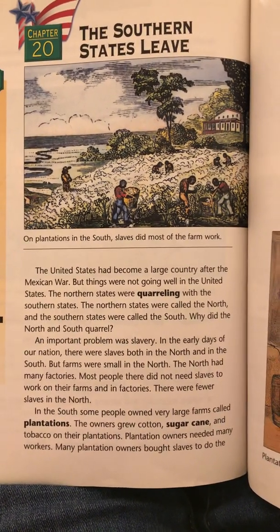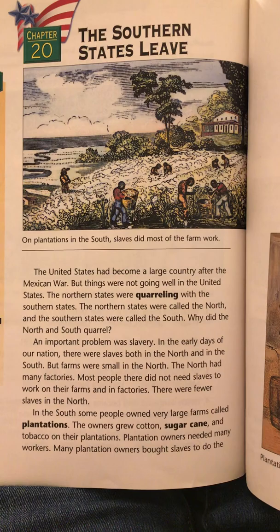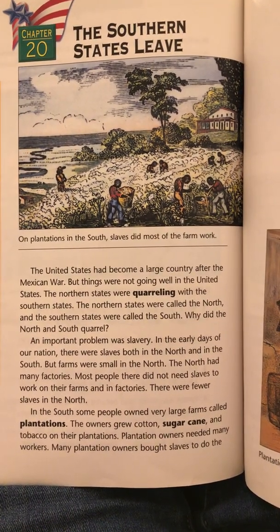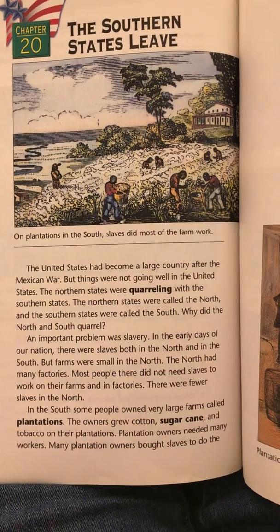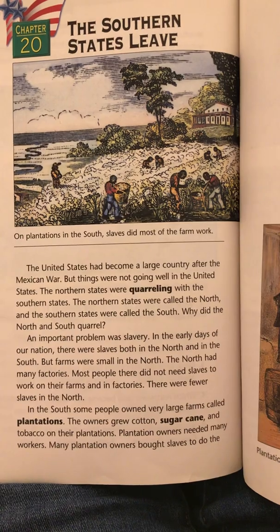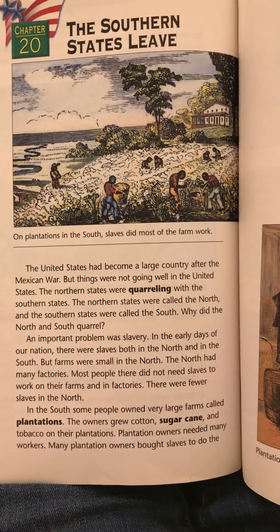Yeah. In the early days of our nation, there were slaves both in the North and in the South. But farms were small in the North. The North had many factories. Most people there did not need slaves to work on their farms and in factories. There were fewer slaves in the North.